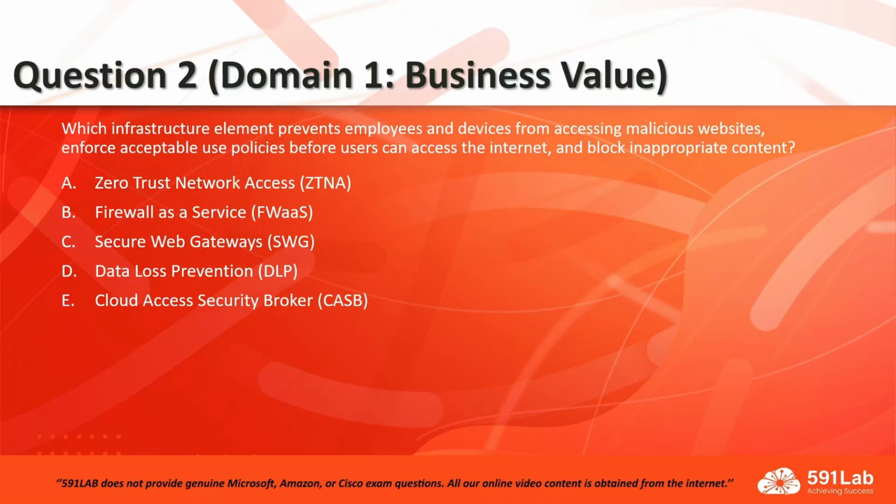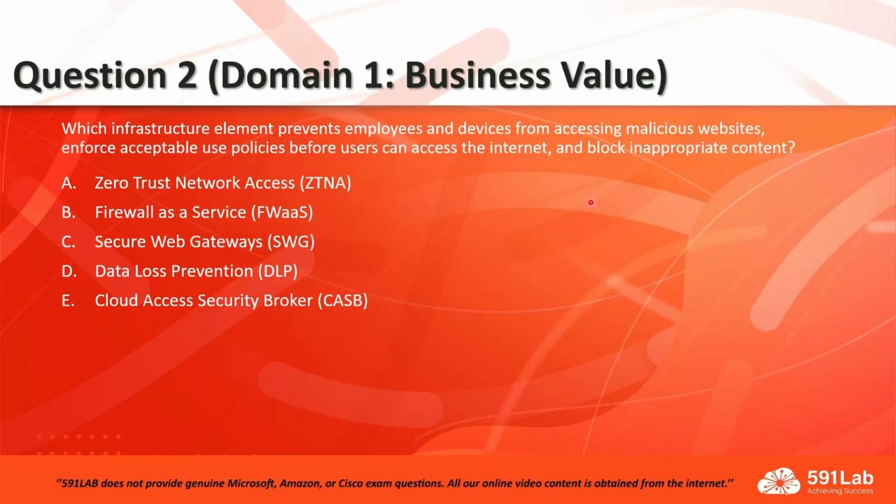Let's discuss question number 2. Question number 2 is still about the business value, and the question is as follows. Which infrastructure element prevents employees and devices from accessing malicious websites? Enforce acceptable use policies before users can access the internet and block inappropriate content.